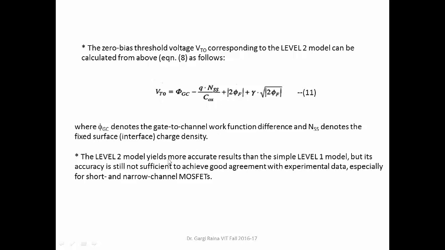So level 2 yields more accurate results than the simple level 1 model, but still its accuracy is not sufficient to achieve good agreement with the experimental data, especially for short and narrow channel MOSFETs.